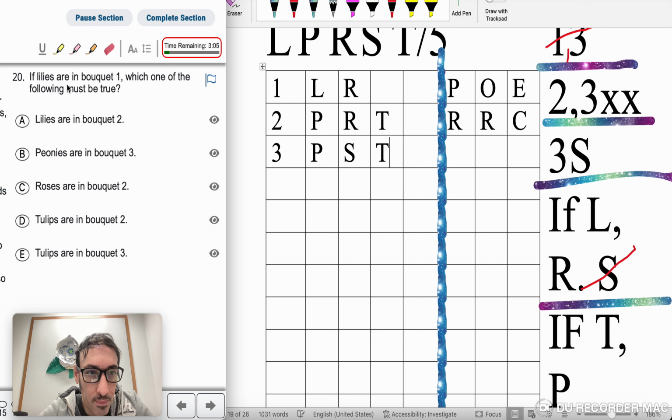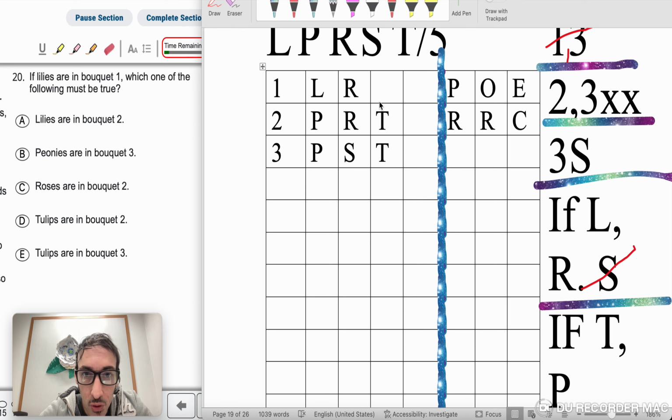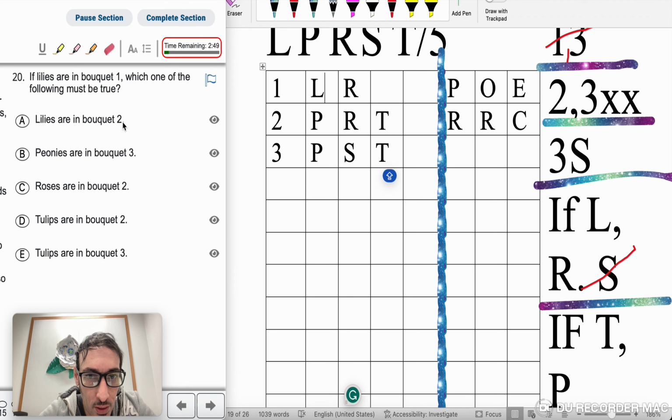Question 20. If L is in bouquet 1, which of the following must be true? So we do have an L in bouquet 1. Let's say we use this game board at this moment. They want to know which of the following could be true. Lilies are in bouquet 2? No. P is in bouquet 3, that is correct. R is in 2, yes. T is in 2, yes. T is in 3. So these 4 choices are correct.